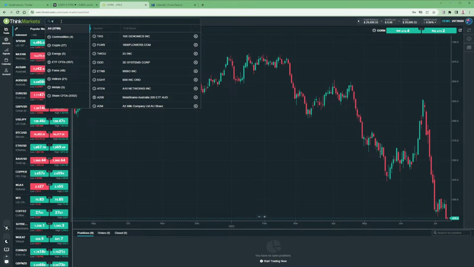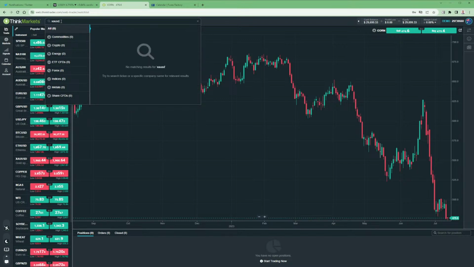And we're just going to go XAUUSD, because X stands for spot in financial markets parlance. AU is obviously the chemical symbol for gold, and then USD, we're comparing the price of gold to US dollars.